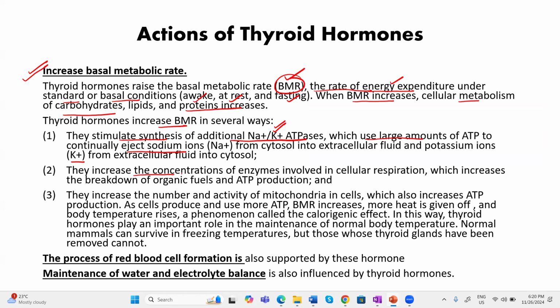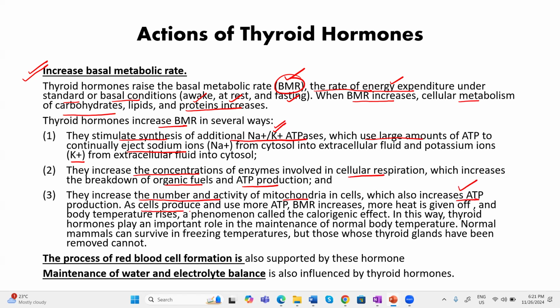They increase the concentration of enzymes which are involved in cellular respiration so that breakdown of the organic fuel and ATP production can be done. Now, if they are increasing the concentration of enzymes for cellular respiration, it means they will increase the number and activity of mitochondria in the cell so that ATP production can increase.